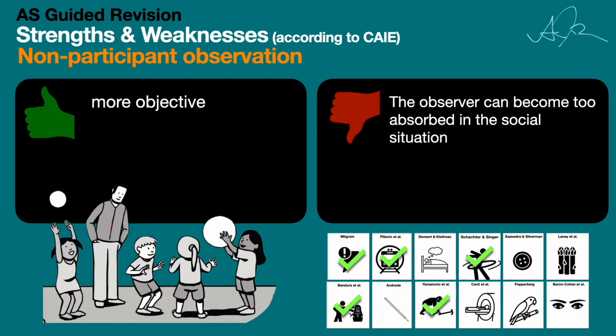So in this picture, this guy is watching, but he's not playing. The negative is the observer can be too absorbed in the social situation. Now, I don't really understand that as a negative, but I did find that from one of the past paper questions, so I will accept it as a weakness. I guess how could you become too absorbed? Maybe you're watching so carefully or enjoying what you're seeing so much that you've lost sight of what you're supposed to be looking for. I'm not sure. Okay, let's shift gears here and move into correlations.